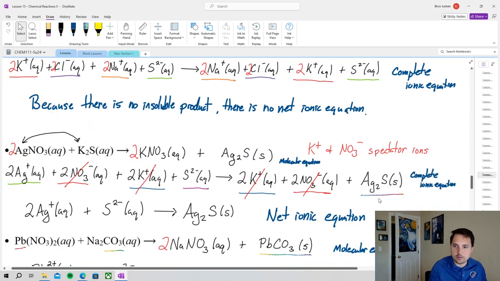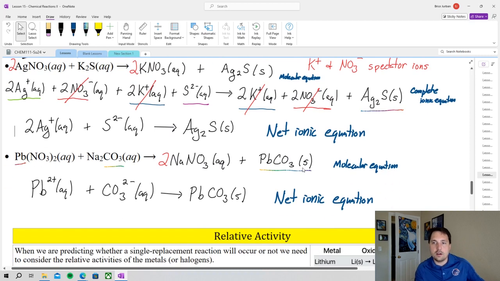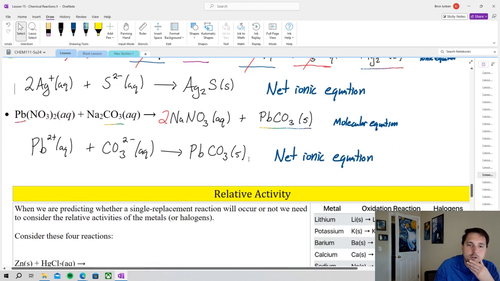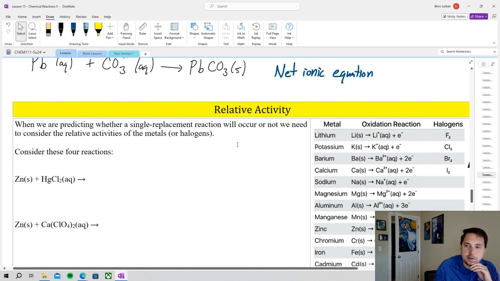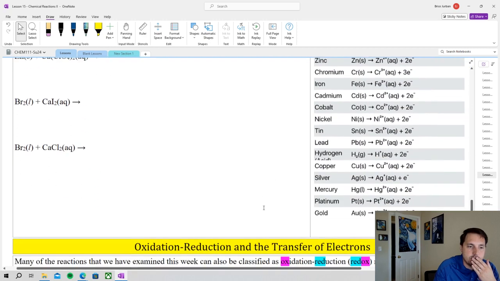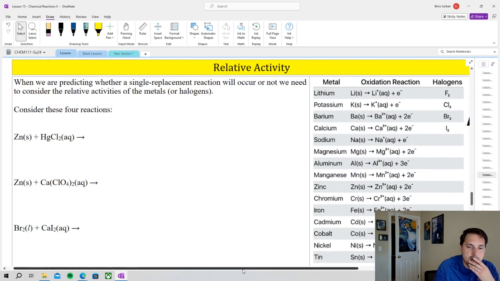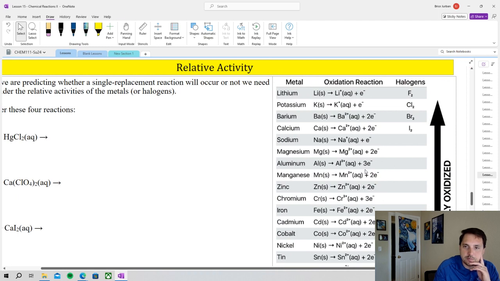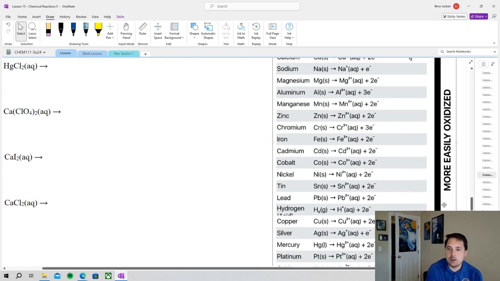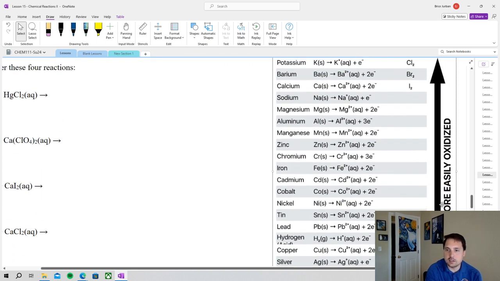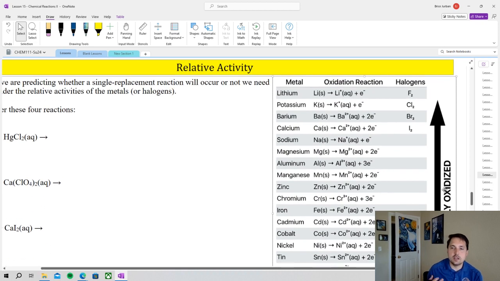All right, cool. So now what do we do? Well, let's talk about the relative activities of different metals and the relative activity of different halogens. And I found this graph here on active chemistry, and I kind of liked it. So when it says more easily oxidized, that's another way of saying more reactive.